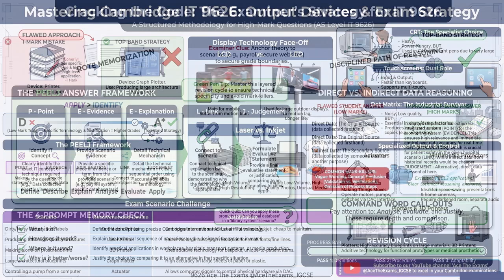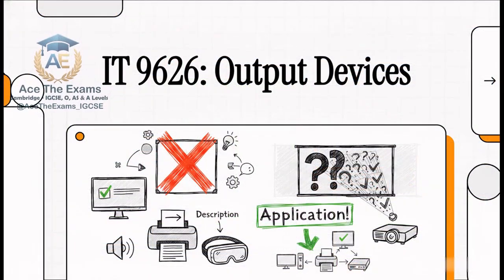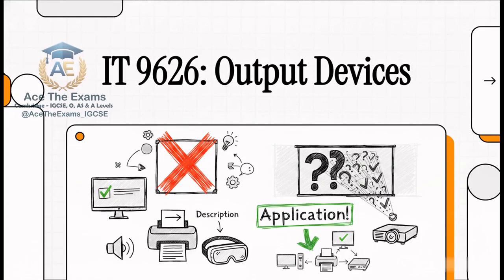Look at this exam response. It looks completely perfect, right? 5 devices named, 5 descriptions given, yet this exact answer just cost a student 60% of their marks on a Cambridge Information Technology paper. Why?